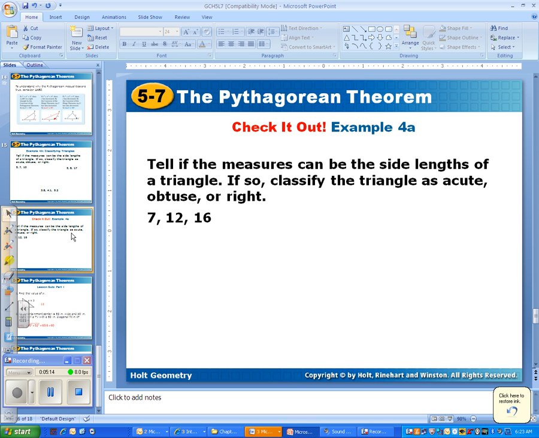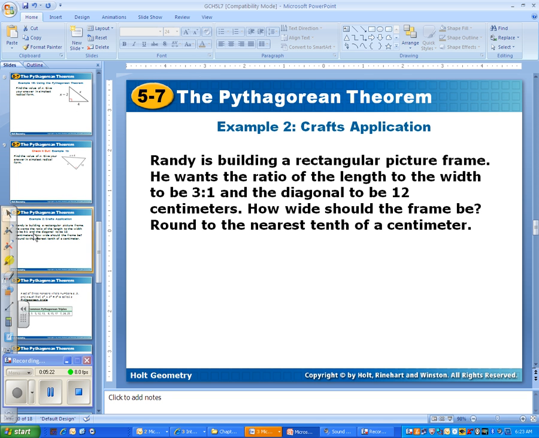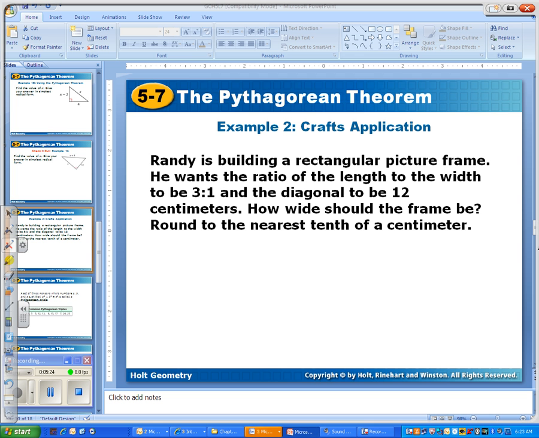And I think that is the last thing that you're going to be doing tonight on your homework. Let me give you one word problem, because you guys know you just can't go to sleep without a word problem. Okay, so Randy is building a rectangular picture frame. He wants the ratio of the length to width to be 3:1. So the length is going to be larger than the width. So this is the width, this is the length, and we know it has to be bigger.